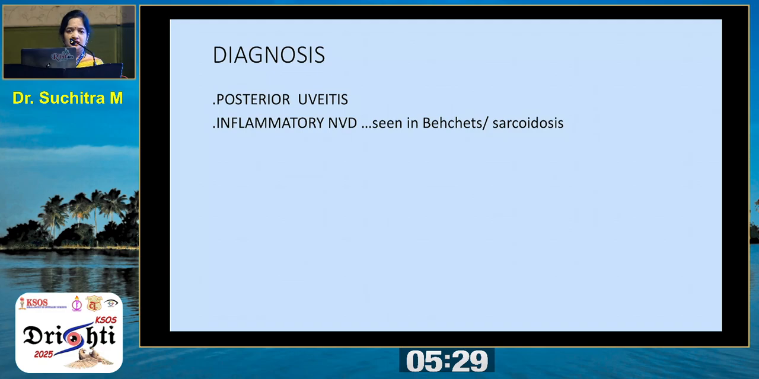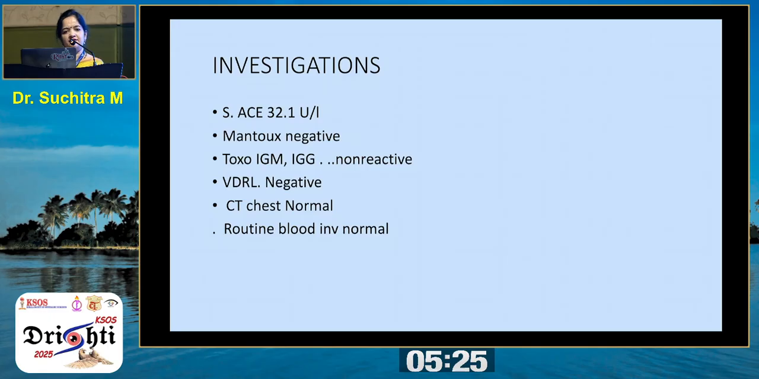So I went back and searched, and we found that inflammatory neovascular disc is seen in Behçet's or sarcoidosis. Since the patient didn't have any features of Behçet's, we thought it might be sarcoidosis and went ahead with simple investigations, which are done in a basic hospital. Serum ACE, Mantoux, toxo, VDRL, everything was normal. CT chest was absolutely normal.